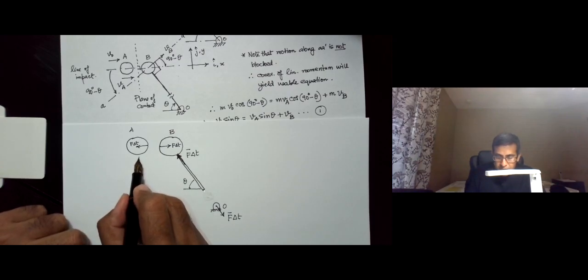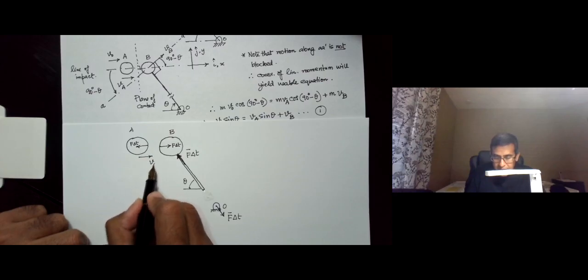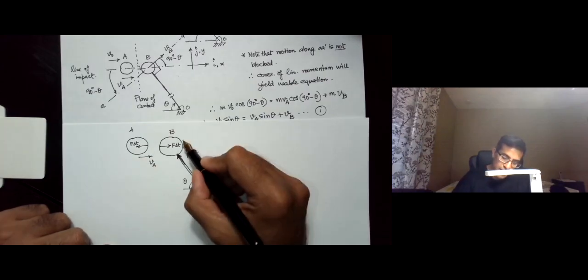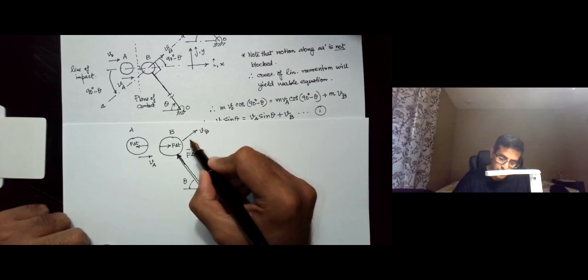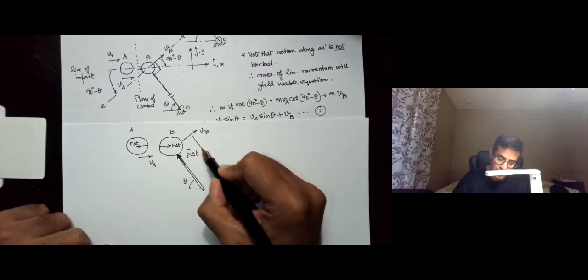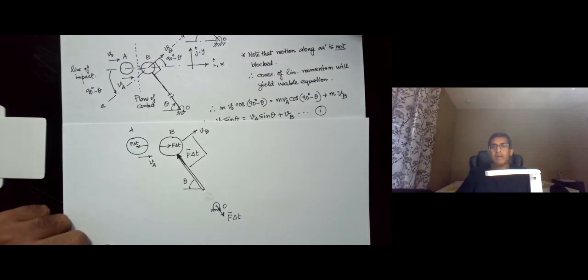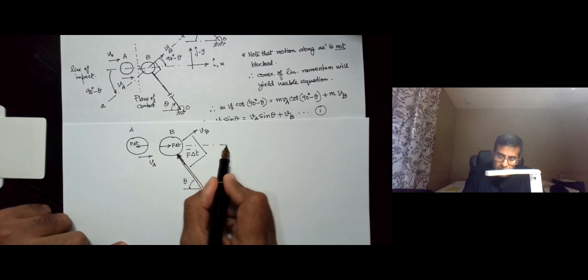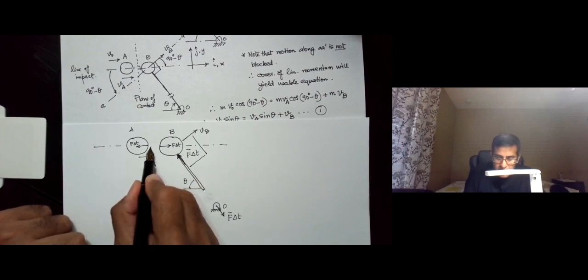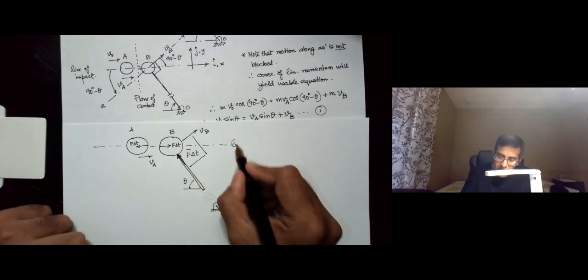And so after the collision, we are saying that there is a velocity VA produced and there is a velocity VB produced. VB is perpendicular to the rod, and this is our line of impact.